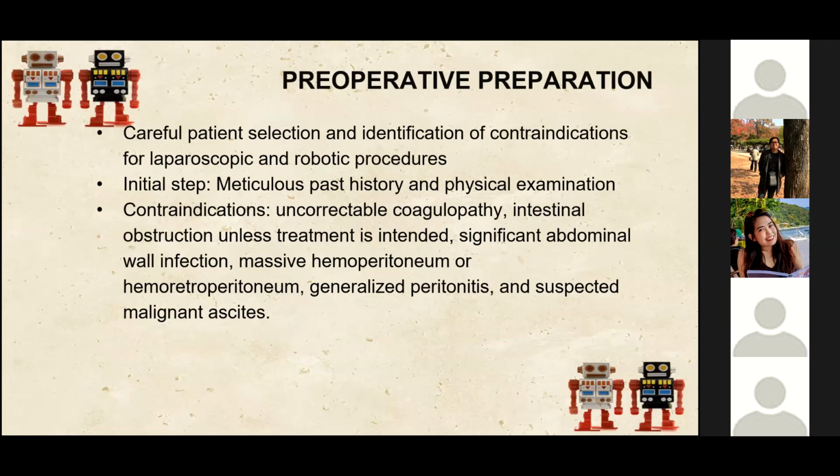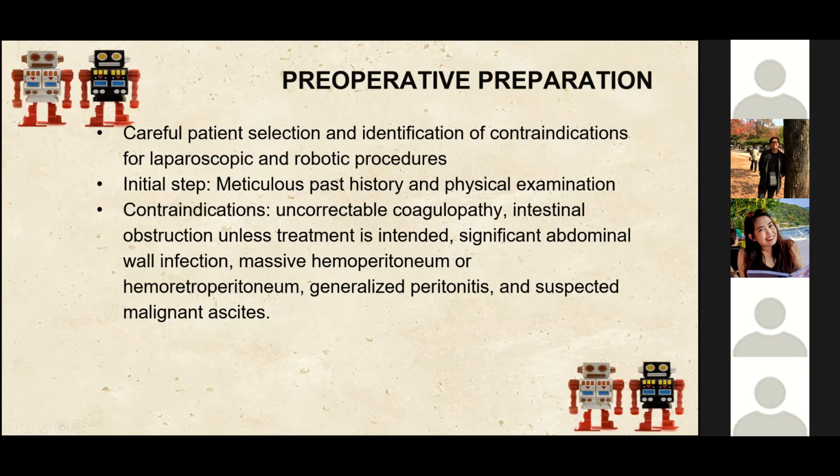So for your preoperative preparation, you should do careful patient selection and identification of contraindications for lap and robotic procedures, because these are vital for successful outcomes. So a meticulous past history focusing on prior surgeries and physical examination, detailing the location and extent of all abdominal scars, are the initial steps in patient evaluation for minimally invasive surgery.